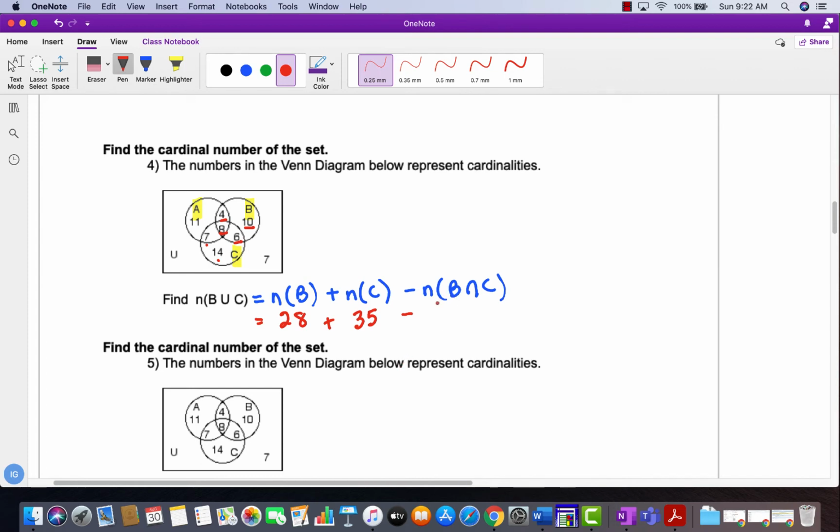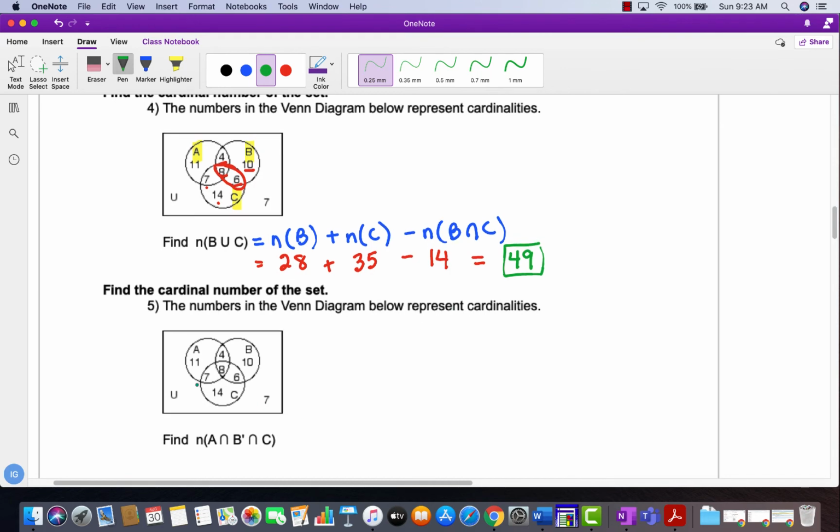And then the overlapping between B and C, that will be this part right here, which only includes 8 and 6. So in this case, I'm going to subtract 14. Whatever that is, you can type it in the calculator. Whatever that is, that's going to be your number of elements of the union of B and C. So we get that this is equal to 49. And that's our answer. Now I want you guys to try the next one.